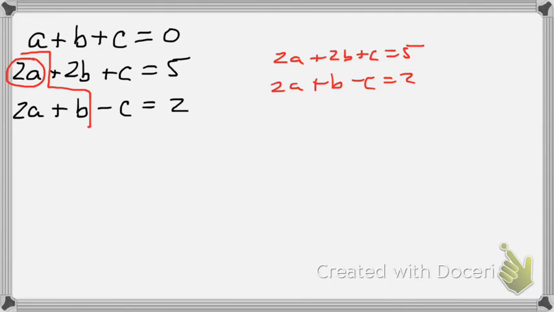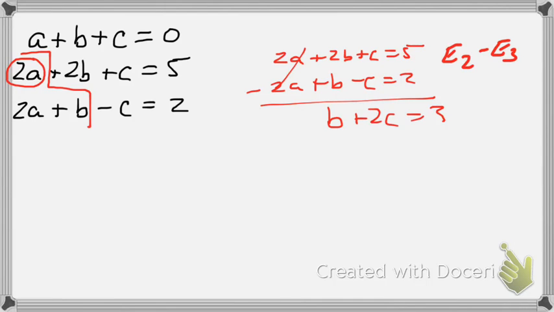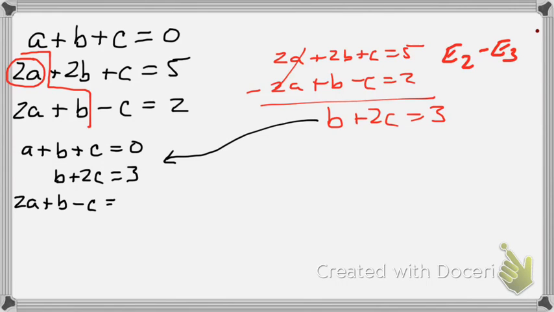So I have equation 2, and I'm subtracting equation 3. And when I subtract them, I get b plus 2c equals 3. I have eliminated the a term, using the process we learned last week. That equation right there becomes our new second equation.